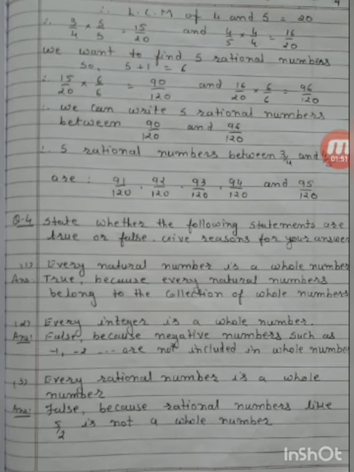Here, the LCM of 4 and 5 is equal to 20, because 5 fours are 20. So we can write 3 upon 4 multiplied by 5 upon 5 is equal to 15 upon 20. And 4 upon 5 multiplied by 4 upon 4 is equal to 16 upon 20. We want to find 5 rational numbers, so the same method we have to do here.